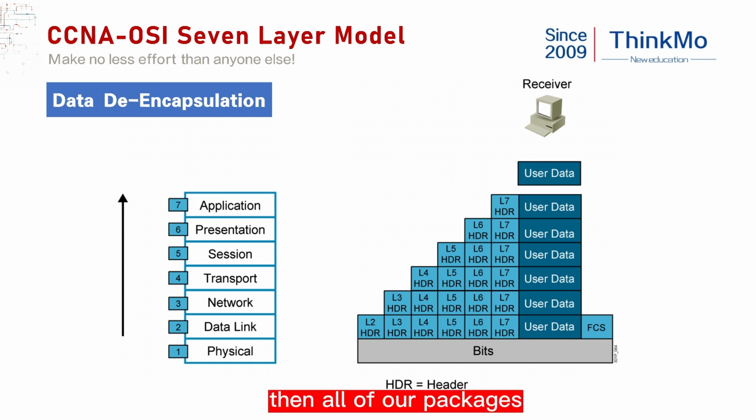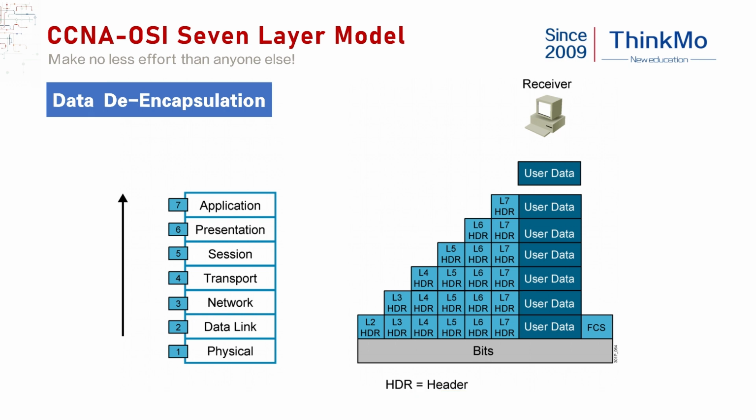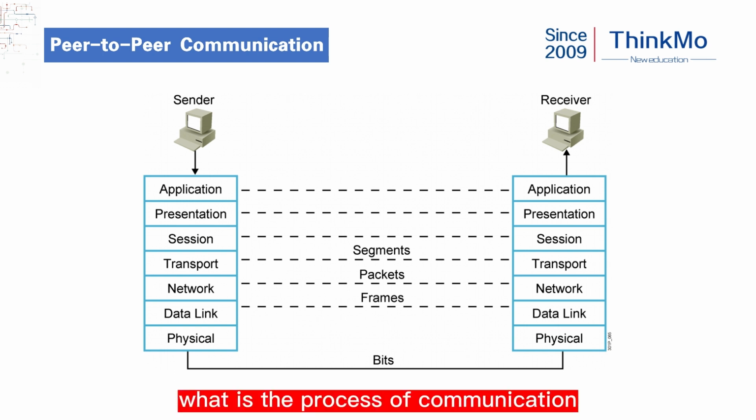Then all of our packaging is just to help the data in transit reach the destination smoothly. This is called data encapsulation and decapsulation. This is our point. Then let's take a look at what the process of communication is.